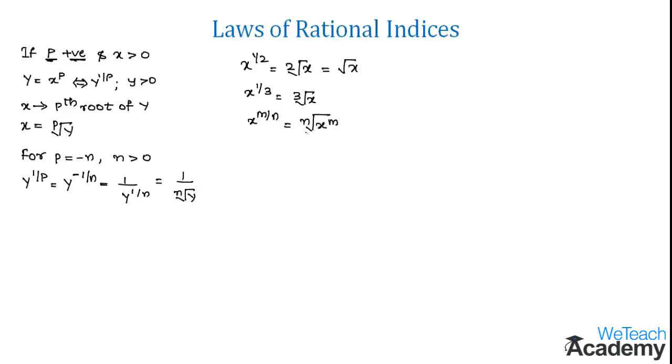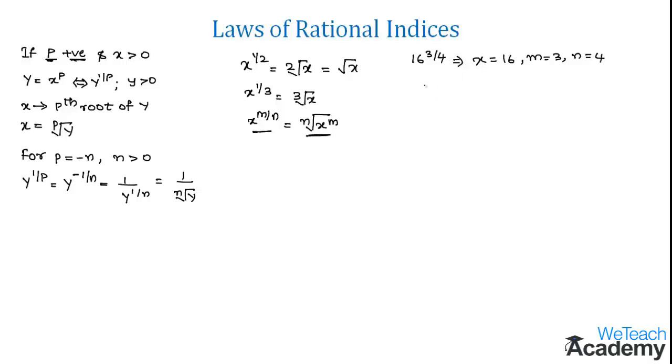So let us consider a simple example, which is 16 whole power 3 by 4. We observe that this example is in the form of x power m by n. So by comparing, we get the value of x as 16, m as 3, and n would be 4. Let us replace all these values in the formula.